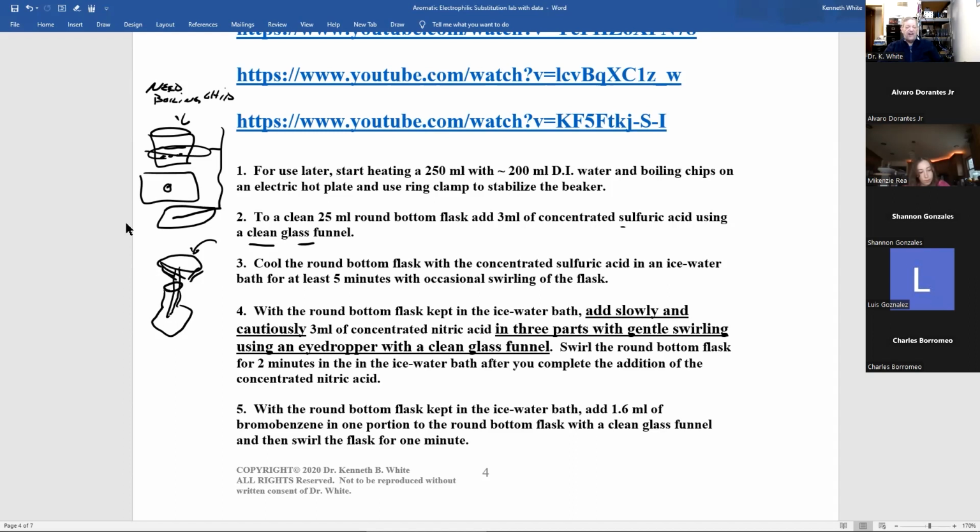Now, after you do that, you cool it in an ice bath, and we have what's called a recrystallization dish where you have ice and water. It's cold. It absorbs heat. And you stir it around for a while to get the sulfuric acid in here cold.